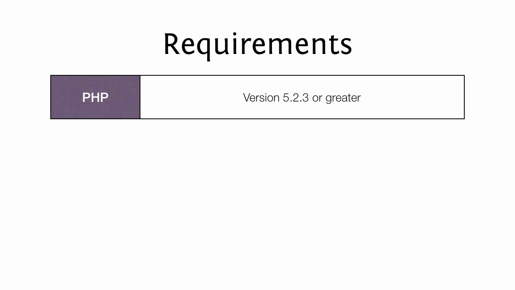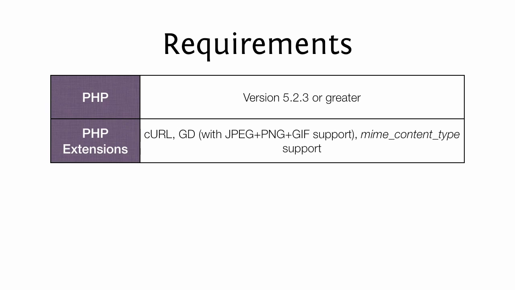There are a few requirements that your web server will need for Amalia to work. Let's have a look. First of all, PHP needs to be version 5.2.3 or later. You're going to need the curl and GD extensions with JPEG, PNG and GIF support, and you're also going to want MIME content type support in PHP. So you may just need to check those extensions, and at the time of recording this you'll probably have MIME content type anyway. That should be fine.